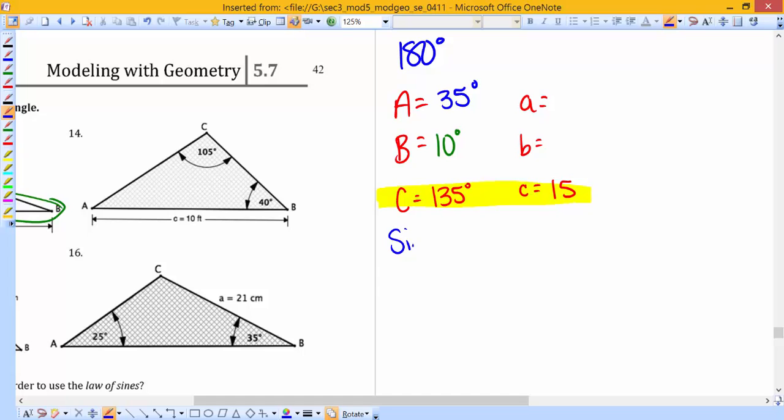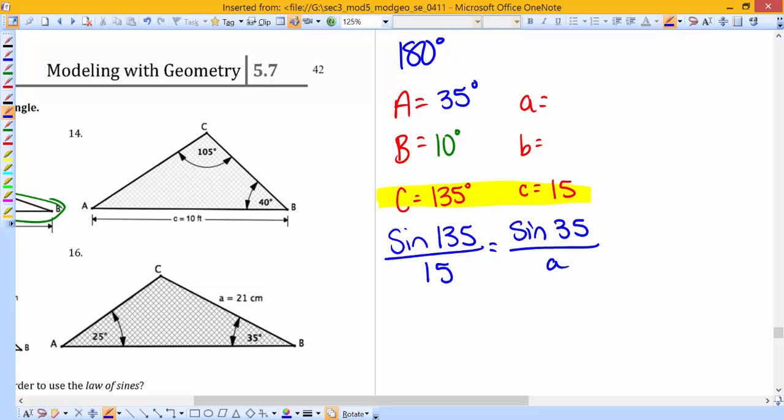So law of sines is I use the pair that I am given. So sine of 135 over 15 equals. Now, do you want to find side A or side B first? I always go with the first letter, so A. So A goes with 35 degrees. So sine of 35, and it's over little a.